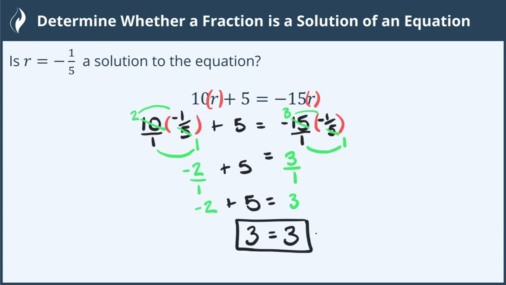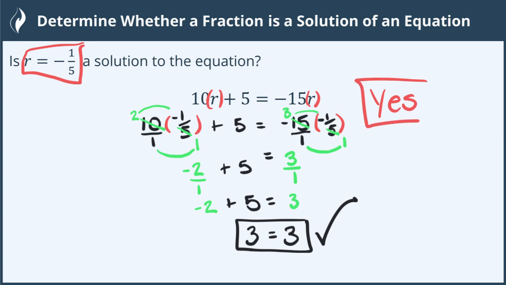Now this is not the answer, it's just a way of checking that yes, indeed, r does equal negative 1/5, and it is a solution to our equation. So the answer is yes, it is a solution.